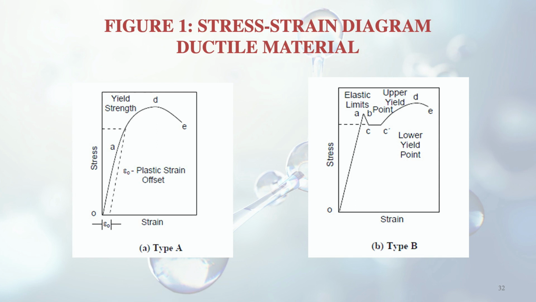So type B is different for a certain kind of materials, and type A is for a certain kind of materials like aluminum and all, but both are ductile. So in this lecture we have discussed the simple tension test, the simple tension test machine, the purpose of the simple tension test, and we also discussed the stress-strain diagram, and we covered up to the ductile material stress-strain diagram.